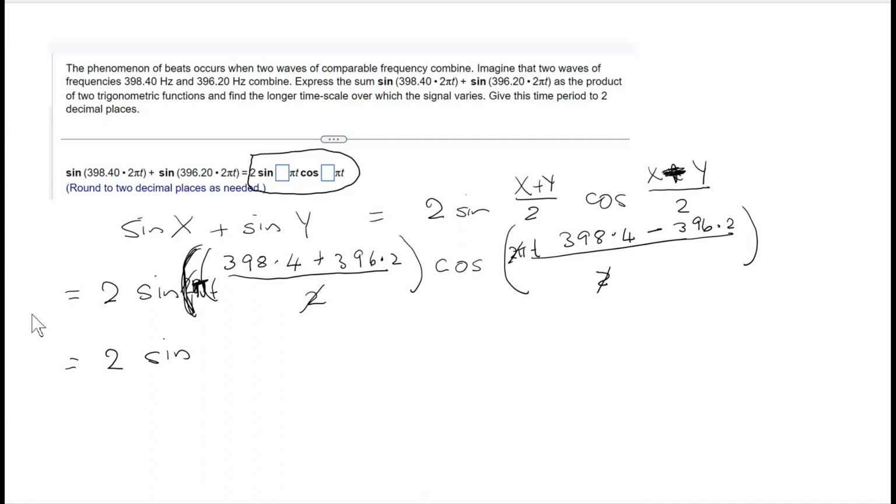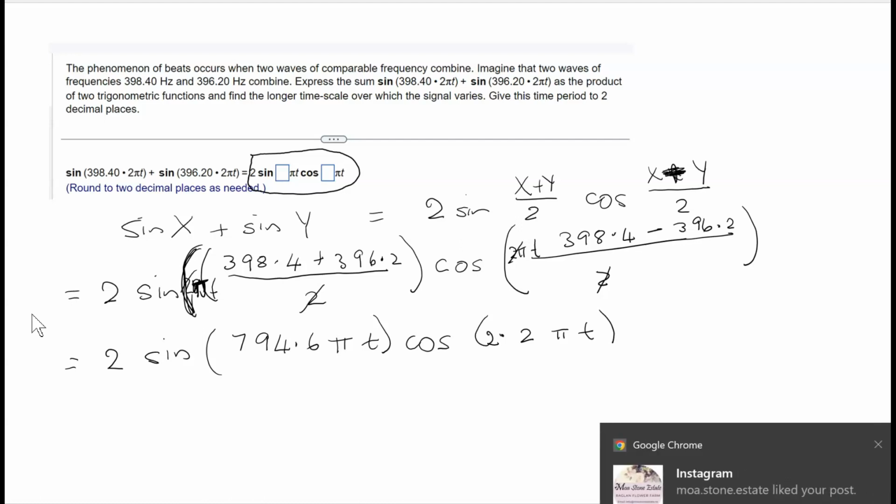We won't add them and divide by 2 because we've cancelled out the 2, so we're just going to add them, and it would be 794.6 pi t, cos, and then 398.4 minus 396.2 is 2.2 pi t. Okay, I've put my brackets in an odd place, but that's fine.